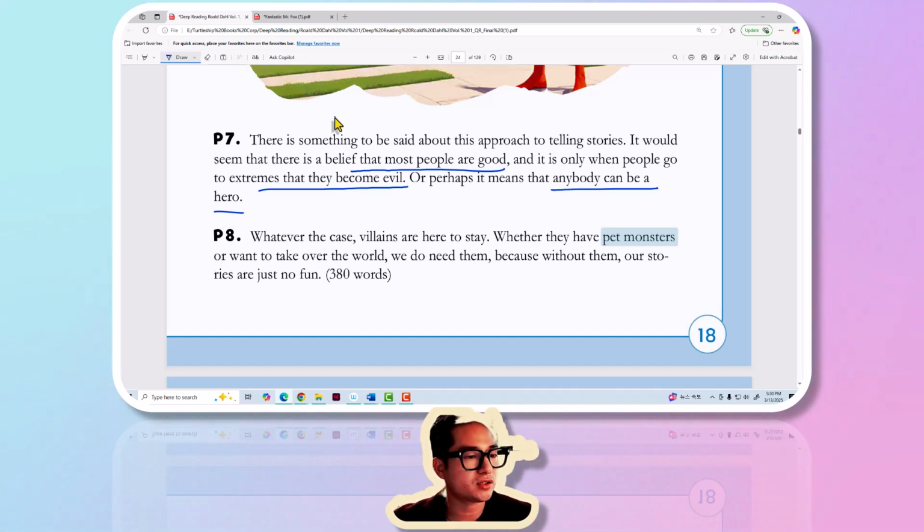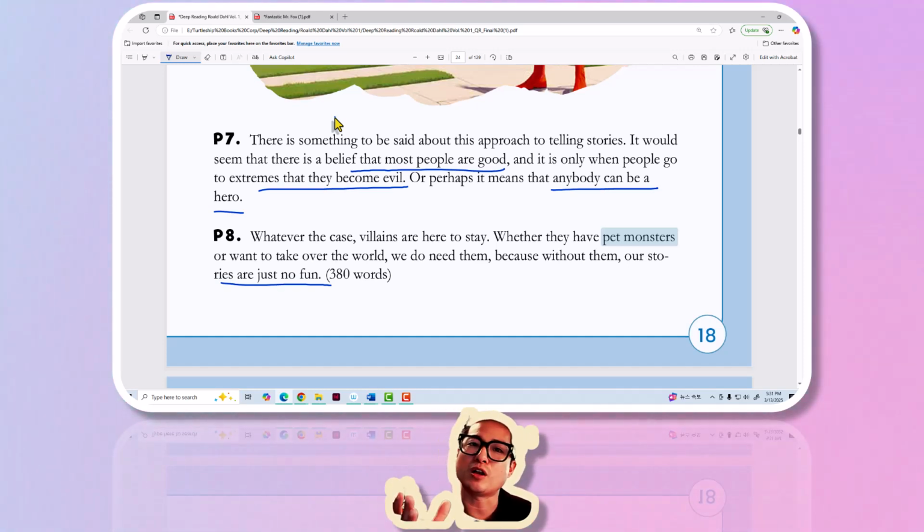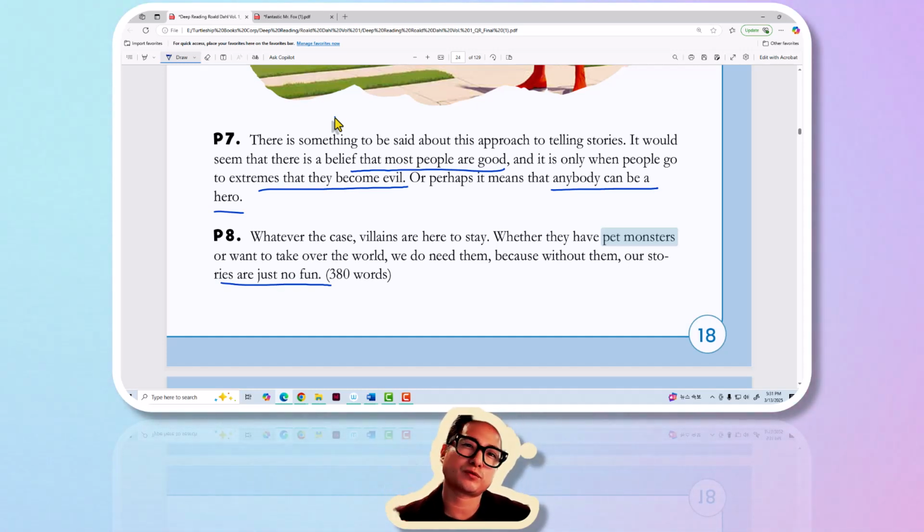Whatever the case, villains are here to stay. Whether they have pet monsters or want to take over the world, we do need them because without them, our stories are just no fun. Okay, so the passage ends with a little twist. It's talking about how bad guys are bad, but we need them because without them, there would be no story. There would be no one for the hero to fight and no one to try to defeat, no one who would try to take over the world so that the hero can stop them and give us a fun and exciting story, right?